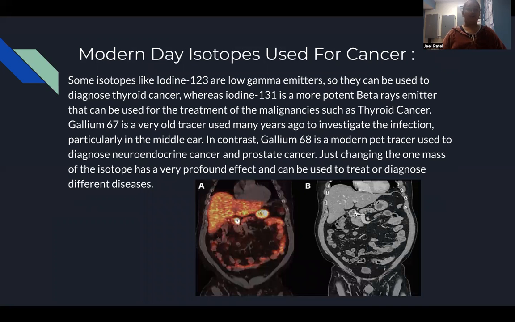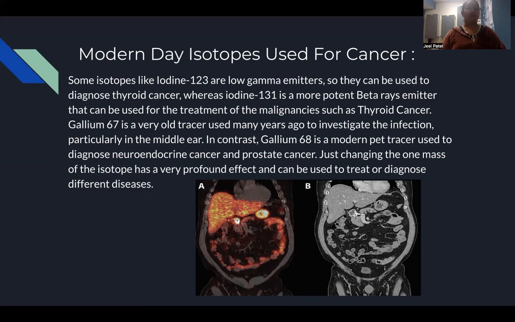Now, how are modern day isotopes used to cure cancers? There are some isotopes like iodine 123, which are very low gamma emitters, so they are used to diagnose thyroid cancers. But there is also iodine 131, which radiates more and penetrates more. They are beta ray emitters, so they are used for the treatment of thyroid cancer.